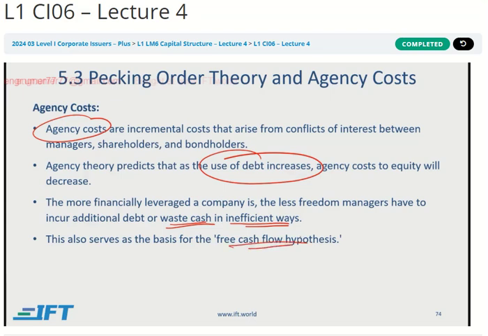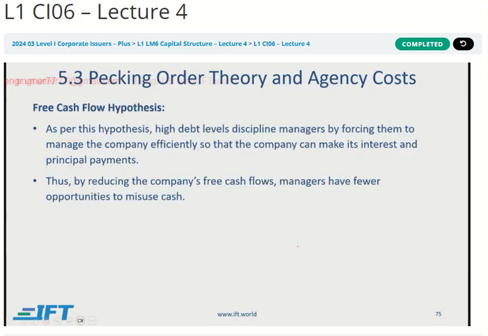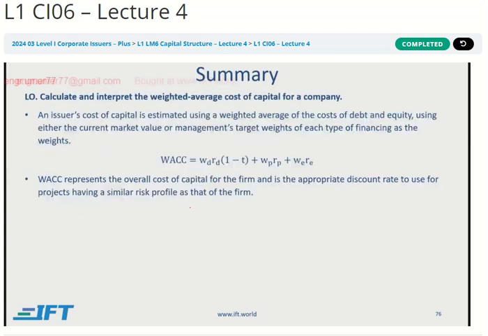Which brings me to the free cash flow hypothesis, which says that if you want to discipline your managers by forcing them to manage the company efficiently so that it can make interest on time, then increasing debt, high levels of debt, can actually help you reduce agency costs, because managers will have fewer opportunities to misuse cash. So that is your agency cost and the pecking order theory. That is the end of this learning module as well.